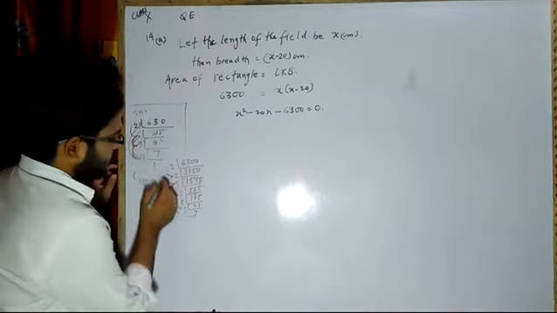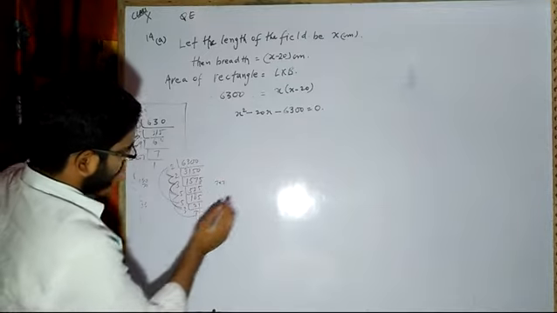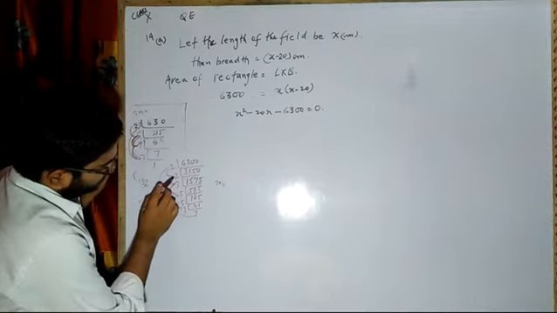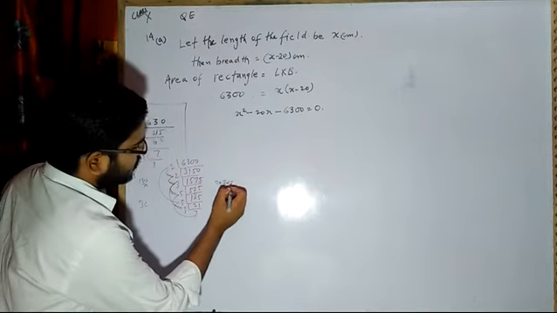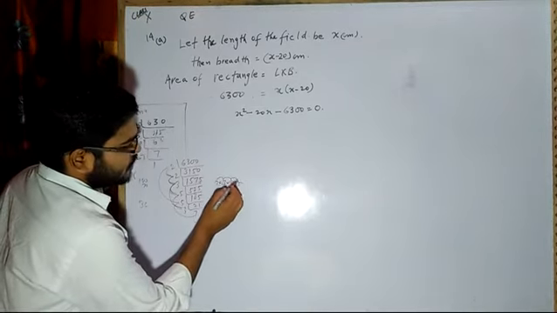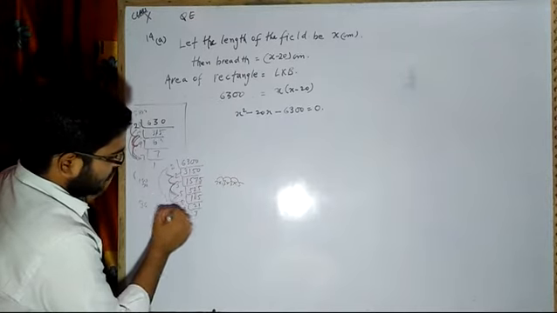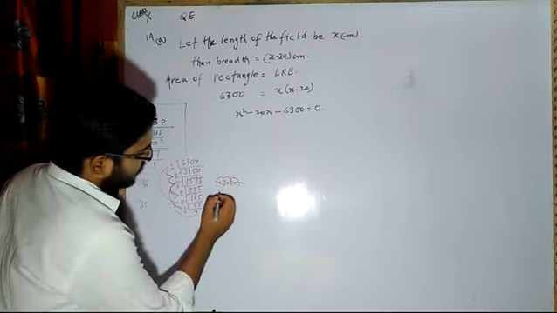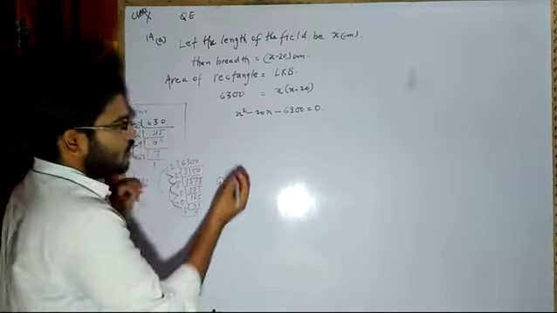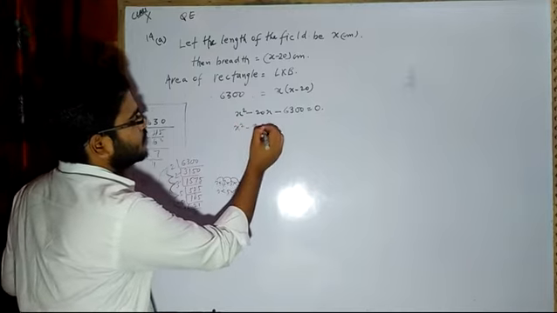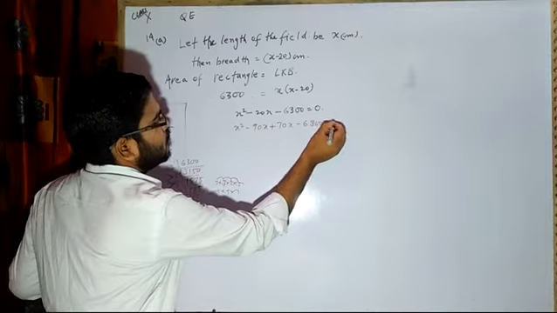So here I can write 2 into 2, 2 into 3, 2 into 3 into 3, 2 into 3 into 3 into 5. 2 3s are 6, 3s are 18, 5s are 90. That means one 2, one 3, and again one 3, and one 5 I have taken out. 2 5 7, 7 5s are 35 into 2, 70. So I got x square minus 90x plus 70x minus 6300 is equal to 0.